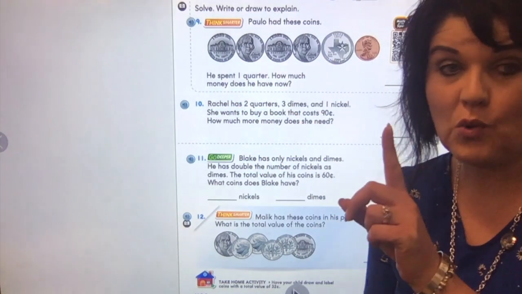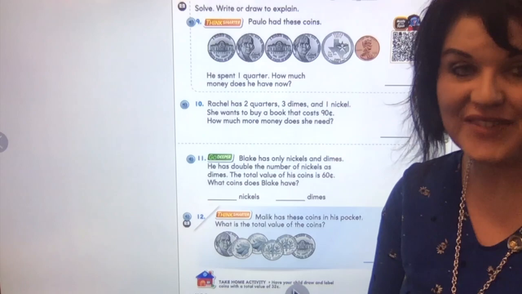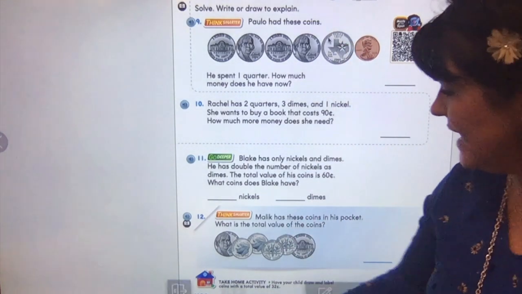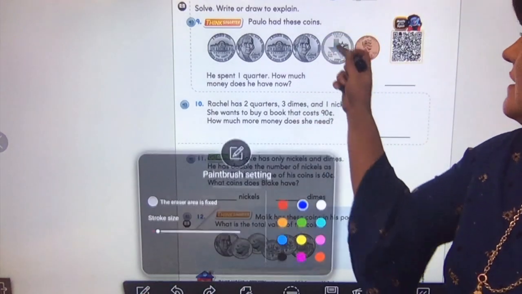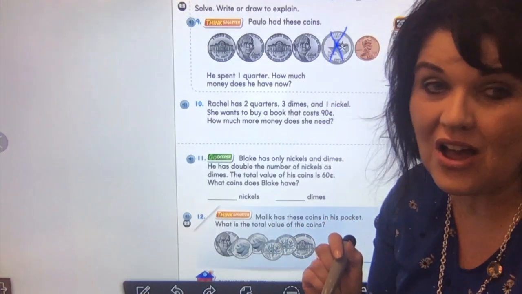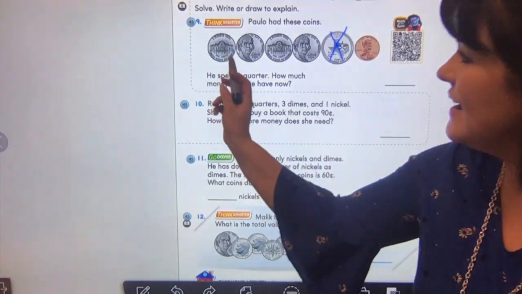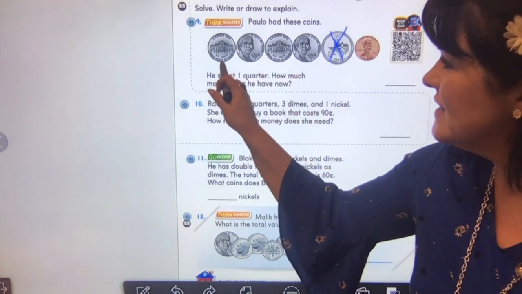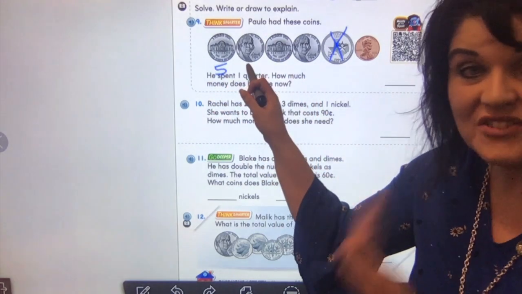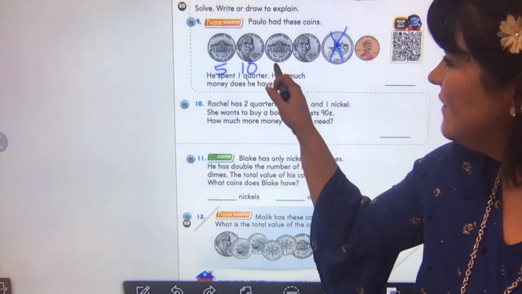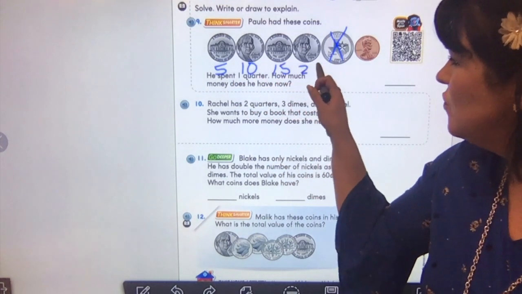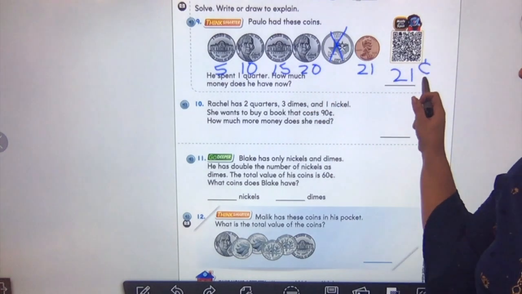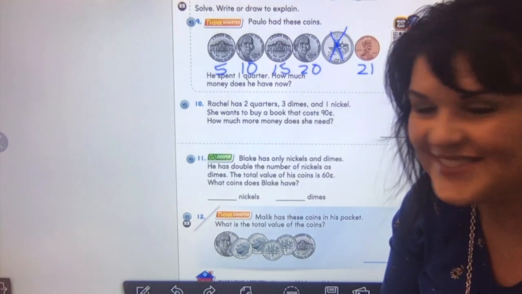So Paulo had these coins right here. He spent 1 quarter. How much money does he have now? So we're going to take the quarter out because I see the quarter right here. We are going to take that quarter out, and then we have to count on how many more coins we have. All right, so let's go ahead. All of these are the same size, and we know they are all nickels. So we are going to start with 5, and then we're going to count on by 5s. 10, 15, 20, and 1 penny. 21 cents is how much money Paulo has left.